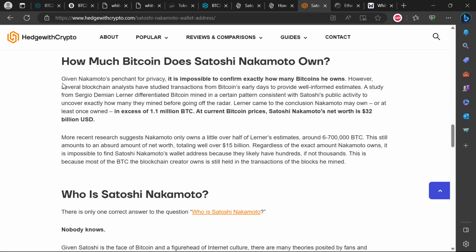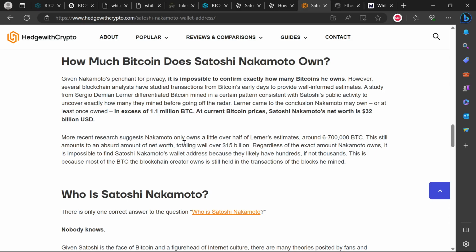So how much Bitcoin does Satoshi Nakamoto own? Given Nakamoto's penchant for privacy, it is impossible to confirm exactly how much Bitcoin he owns. However, several blockchain analysts have studied transactions from Bitcoin's early days to provide well-informed estimates. A study from Sergio Damian Lena differentiated Bitcoin mined in a certain pattern consistent with Satoshi's prolific public activity to uncover exactly how much they mined before going off the radar. Lena came to the conclusion Nakamoto may own, or at least has owned, in excess of 1.1 million BTC. At current prices, Satoshi Nakamoto's net worth is $32 billion USD.